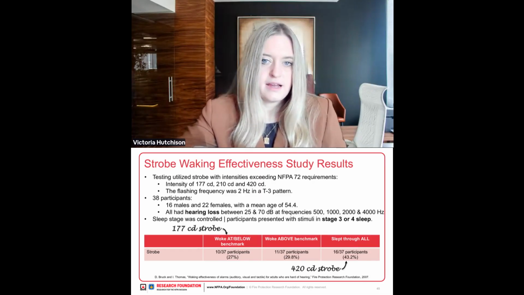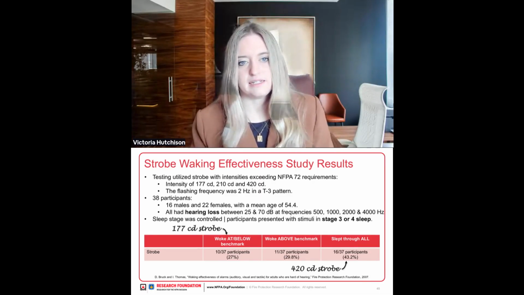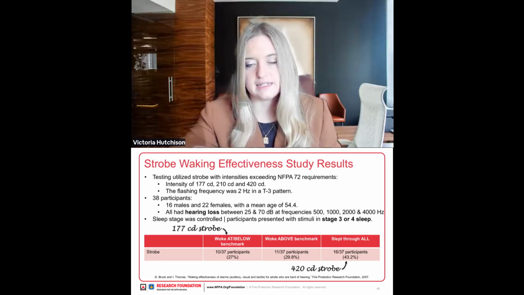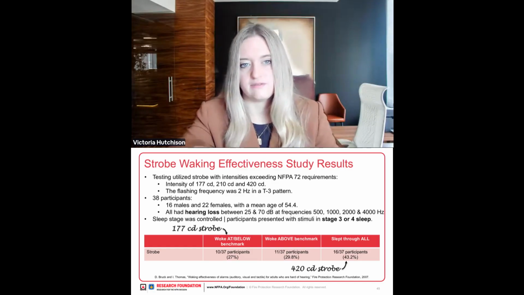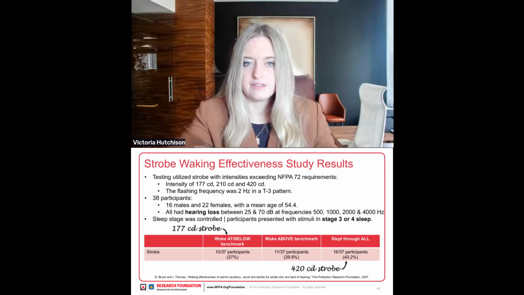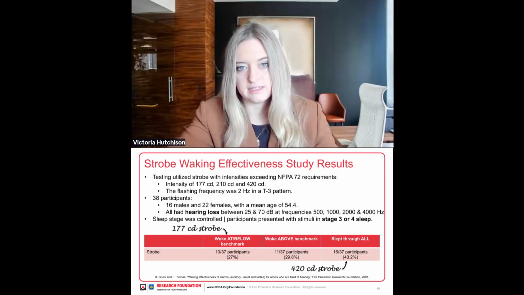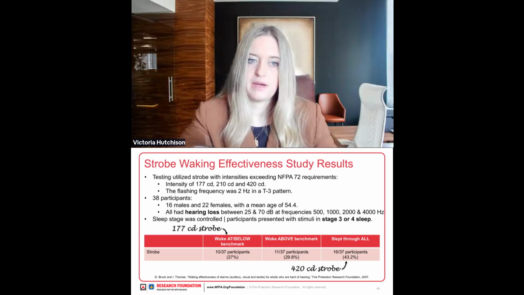Another one here was testing strobes with intensities exceeding the requirements at the time, with an intensity of 177 candela, 210 and 420, just to see the results of that, with a flashing frequency of 2 hertz in a T3 pattern.